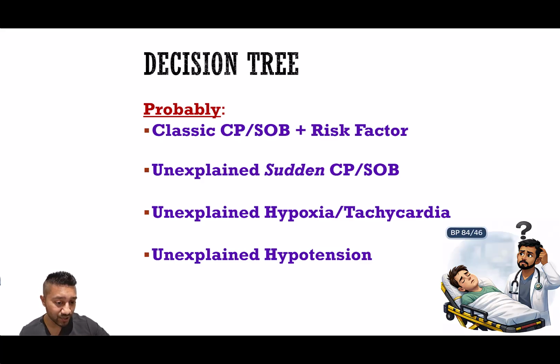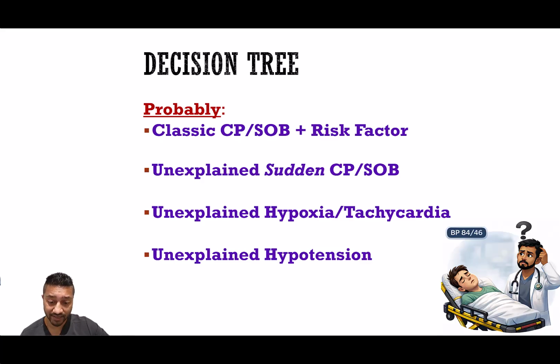These patients who present with unexplained hypotension are very concerning for PE and will eventually get a CT to confirm their diagnosis. However, this is the only type of patient that will actually get treatment first because of how unstable they are. So yes, they are going to get a CT, but they need treatment first, and we're going to talk about that later.